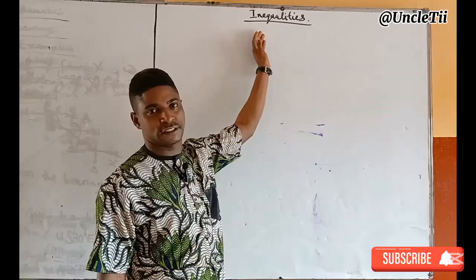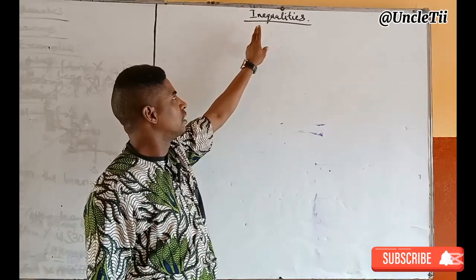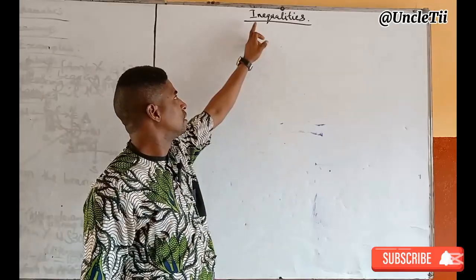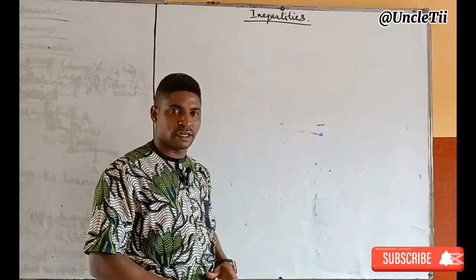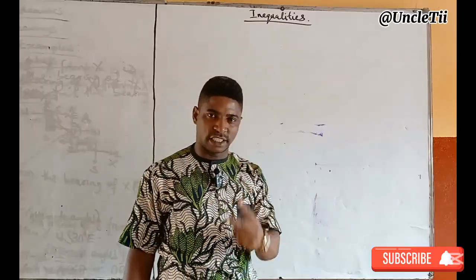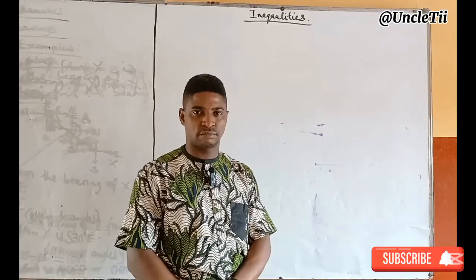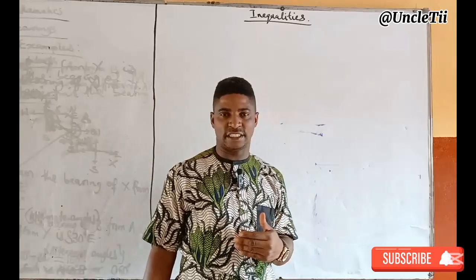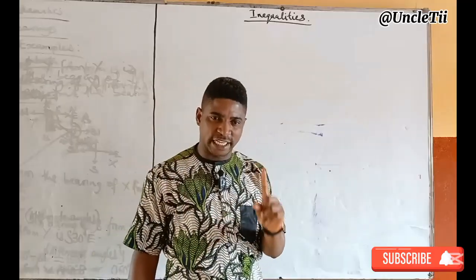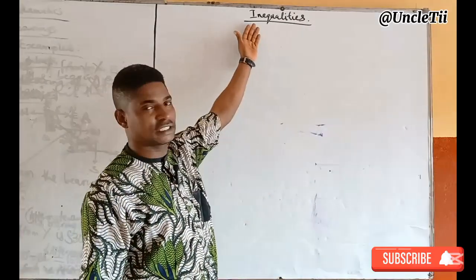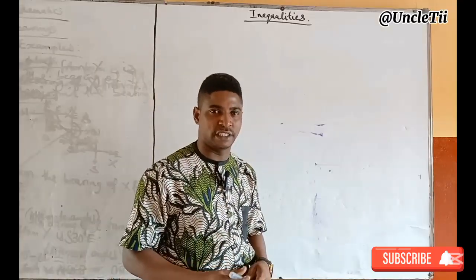Now, let's look at inequalities. Inequalities is from two words, a prefix in and a root word, equality. Of course, you know that the state of two things being equal is what is called equality. So when you place the in as a prefix before equality, you will get a negation of equality, which is known as inequality. It is therefore the state of two things not being equal.